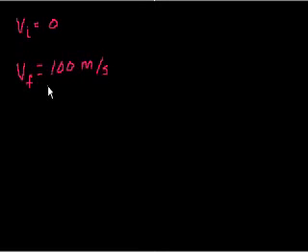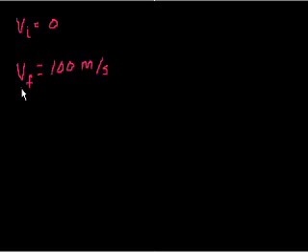So let's say that at the top of the cliff, my initial velocity is going to be 0, right? Because I'm stationary before the person drops me or before I jump. And let's say at the bottom of the cliff, my velocity is, let's say it is 100 meters per second. So my question is, what is the height of this cliff?